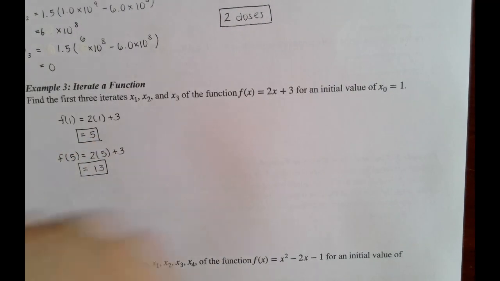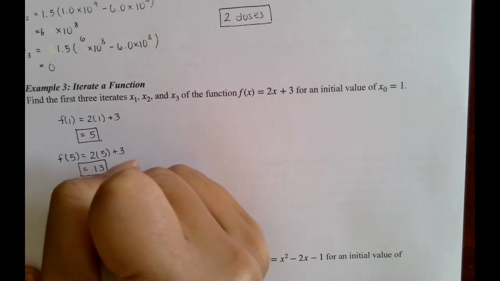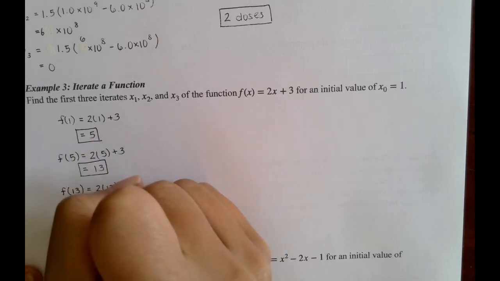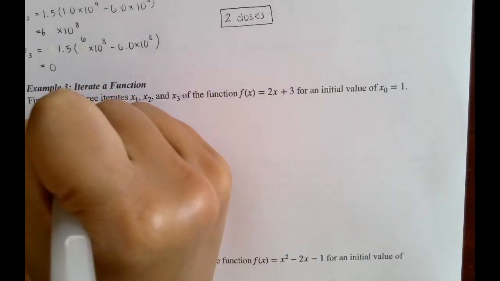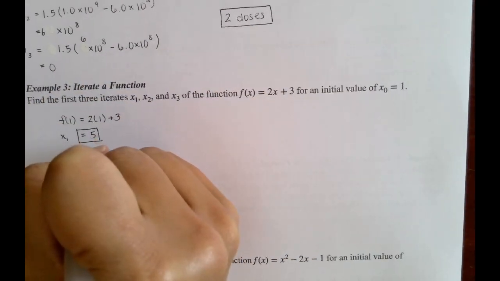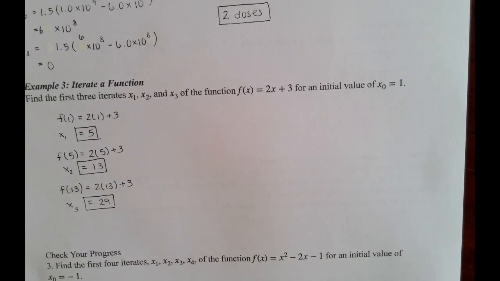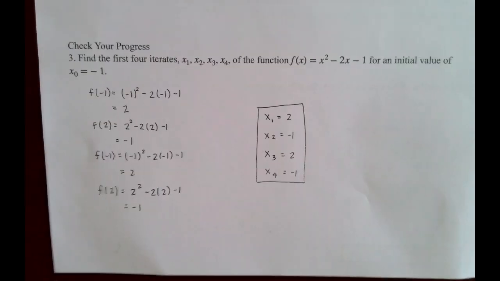Okay. Then the third iterate is going to use 13, which came before. So 2 times 13 plus 3. 2 times 13 is 26. 26 plus 3 is 29. So this is x sub 1, x sub 2, and this is x sub 3. Okay. So why don't you try CYP3 on your own, and then once you're done, come check your answer. Okay, you should have gotten 2, -1, 2, -1. Okay. If you got that right, you can get started on your homework. If not, here is your explanation.